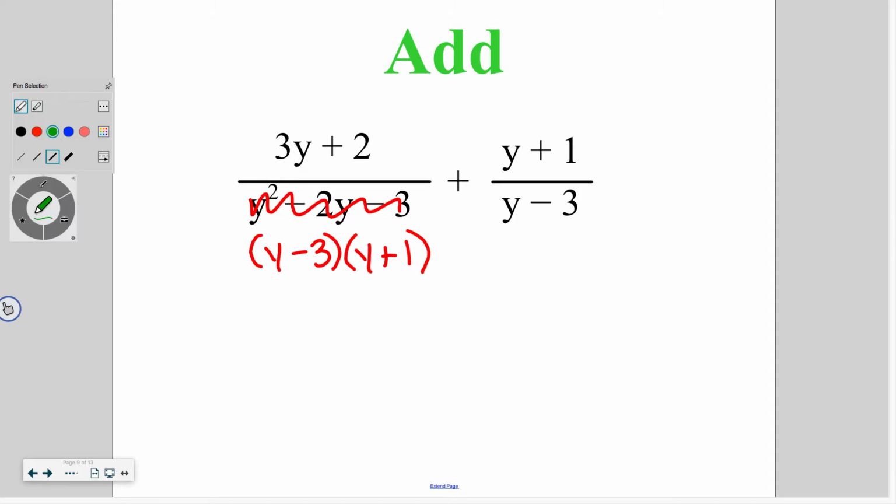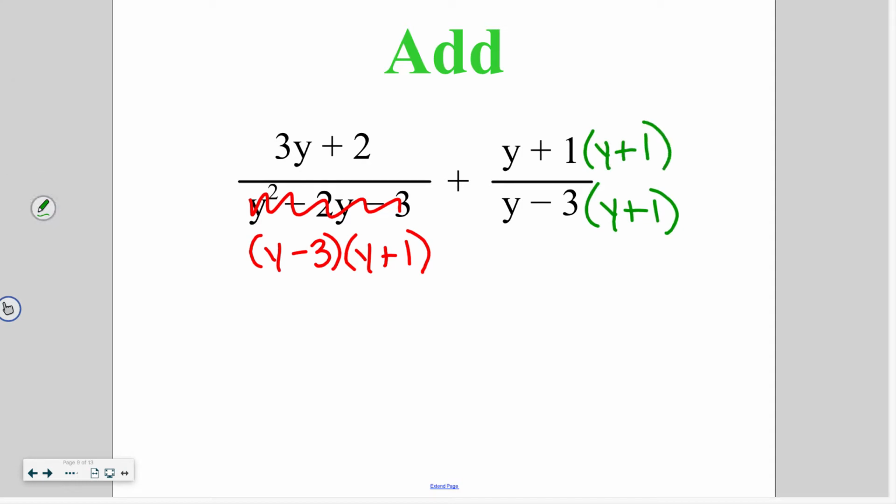So I need to multiply both the bottom and the top by y plus 1. So our first fraction isn't going to change because we didn't have to multiply anything. So 3y plus 2 over y minus 3 and y plus 1.